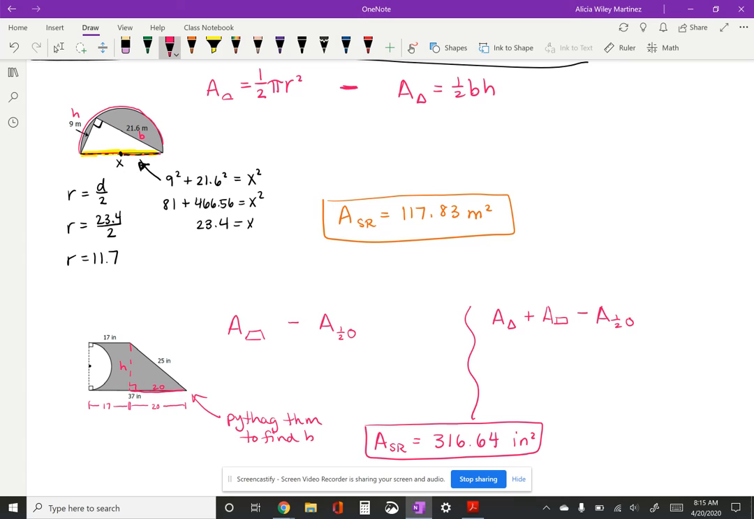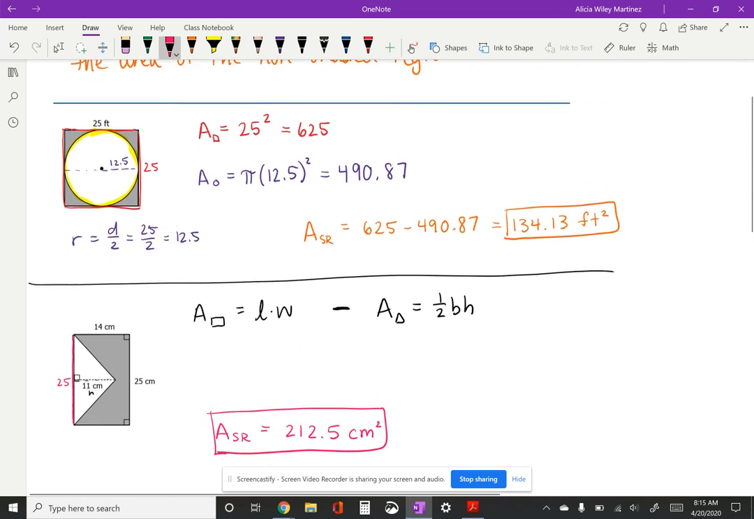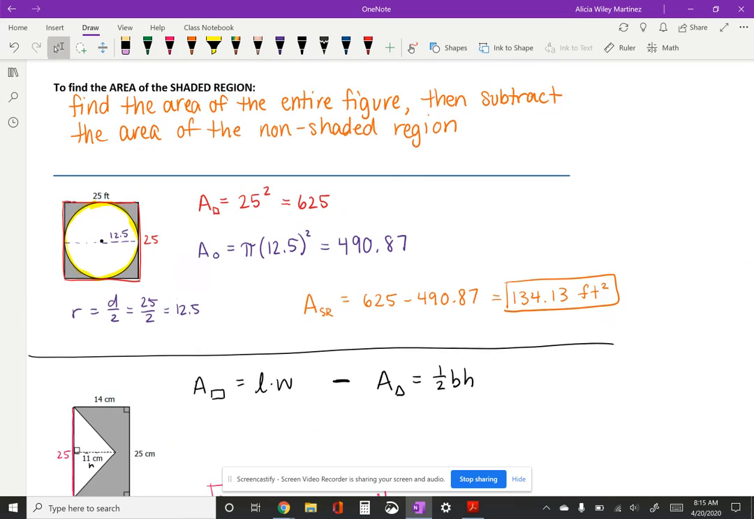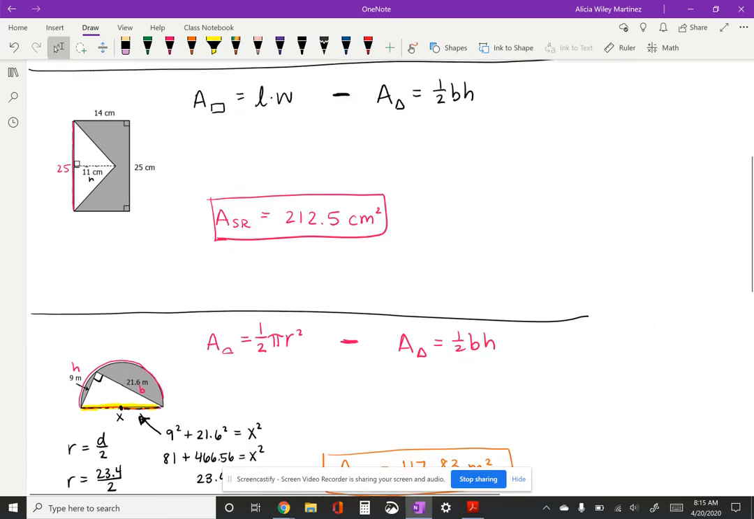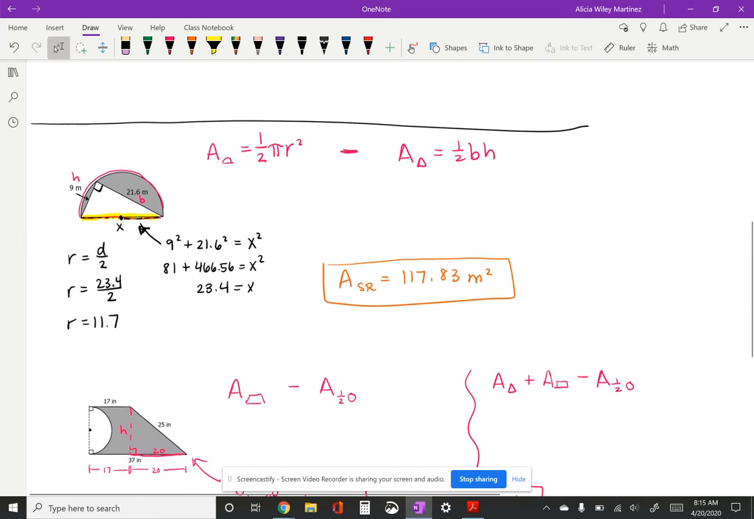Sometimes with composite figures, whether you're dealing with area of a composite figure or area of a shaded region, there can be different ways to break it up. Other times, there's only one way to do it. Okay? So please take the time to work through some of these examples and see if you're getting the right answers before you move on to the practice.